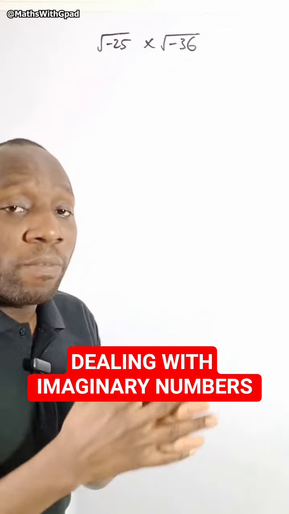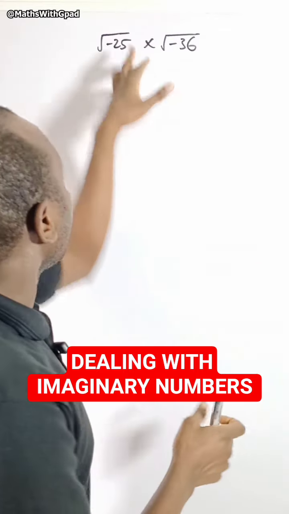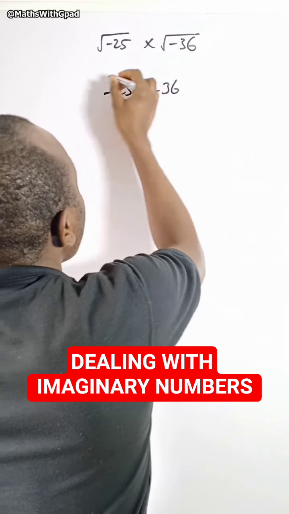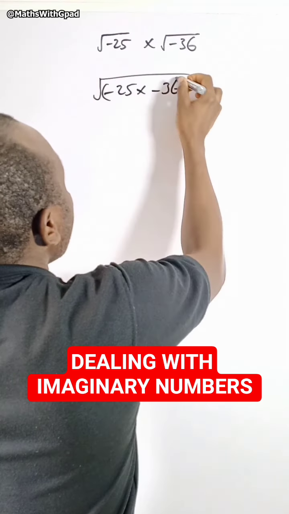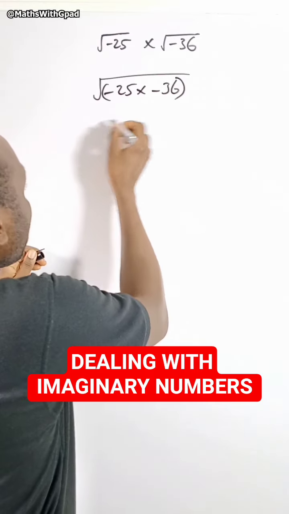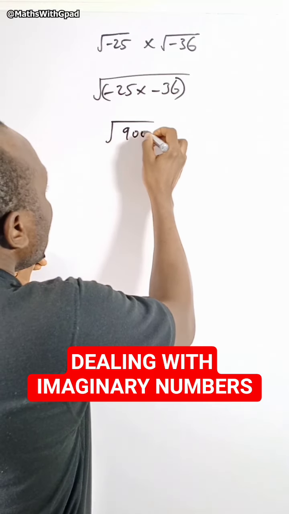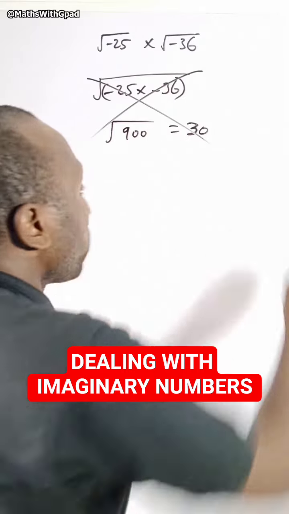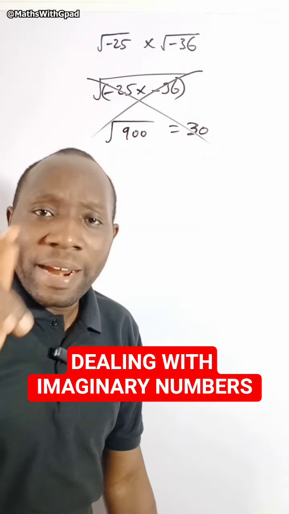Here's how some people will solve this in a wrong way. They will do negative 25 times negative 36, and then wrap the square root on it. They multiply these two to give them 900, and they will tell you that the square root of 900 is 30. But is this correct? No, it is not. Let me show you how to do this the right way.